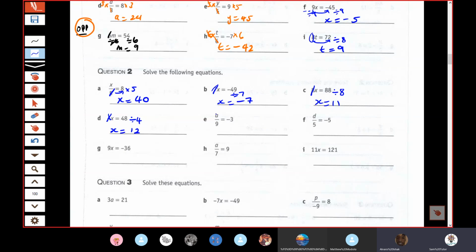Chloe, A over 9 equals negative 3. We do negative 3 times 9. Negative 3 times 9. So A equals negative 27.